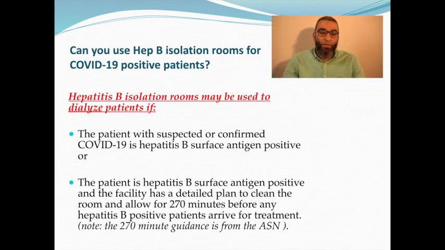There is a question: can you use a hepatitis B isolation room for a COVID-19 positive patient? A hepatitis B isolation room can maybe be used in dialysis if the patient with suspected or confirmed COVID-19 is hepatitis B surface antigen positive, and the facility has a detailed plan to clean the room and allow at least 270 minutes before any hepatitis B positive patient arrives for treatment. This is guidance from ASN.